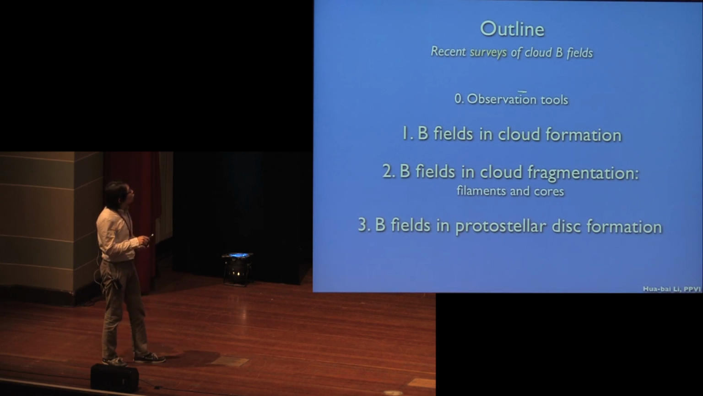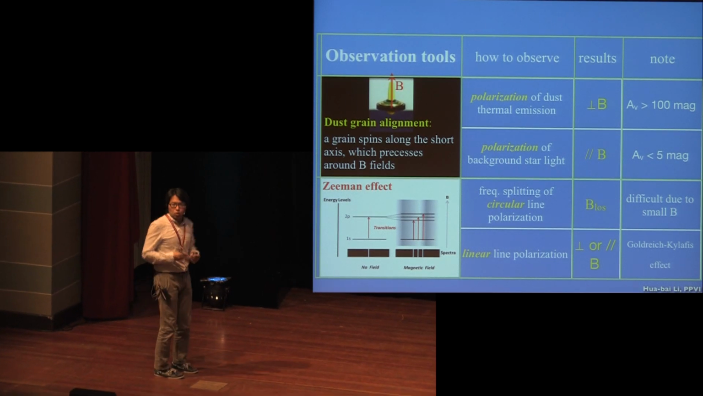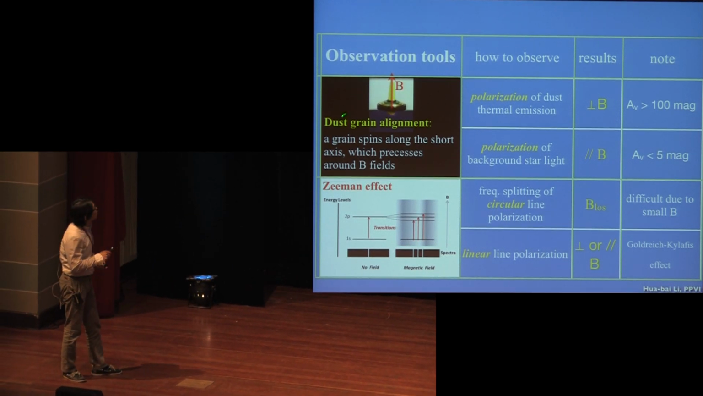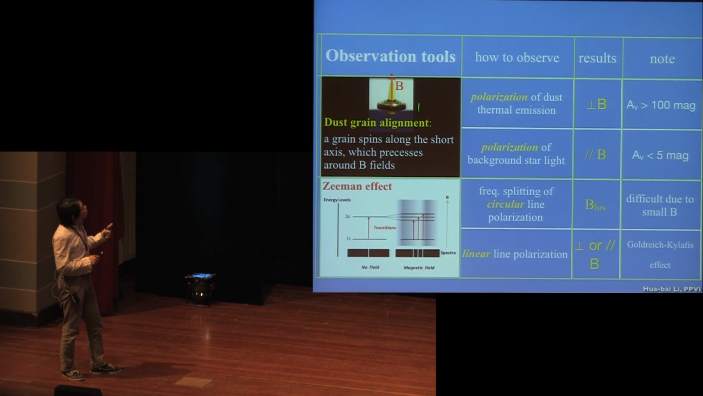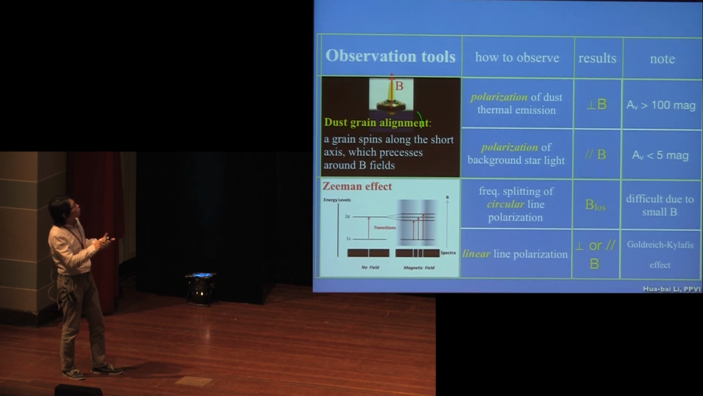I will start by introducing some of the observational tools of the surveys I will talk about in this talk. Basically, there are two types of tools people use to tackle magnetic fields. The first is related to dust grains being aligned with the B field. The spinning dust grain will have its longer axis aligned perpendicular to the B field, such that if you observe the polarization of the thermal emission from the dust, it will be along the long axis direction, which is perpendicular to the B field. If you observe background starlight, which has been absorbed more by the longer axis, the residual will be polarized aligned with the B field.